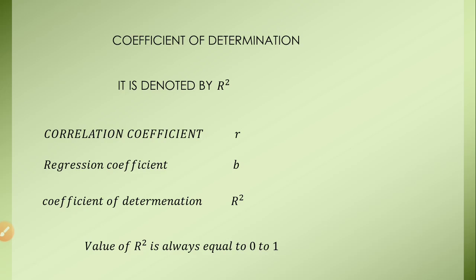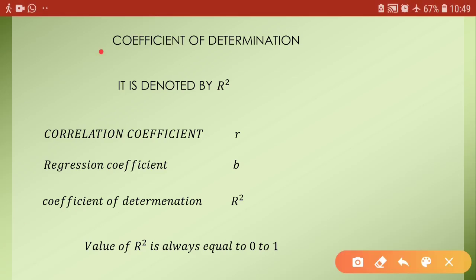Today we have a topic called coefficient of determination. Okay, you can see on the screen, it's coefficient of determination. Now what does this coefficient of determination mean? Coefficient of determination means r square. It is r square.